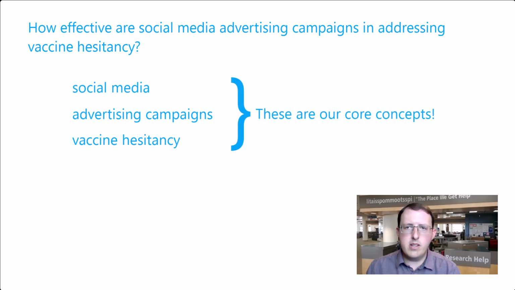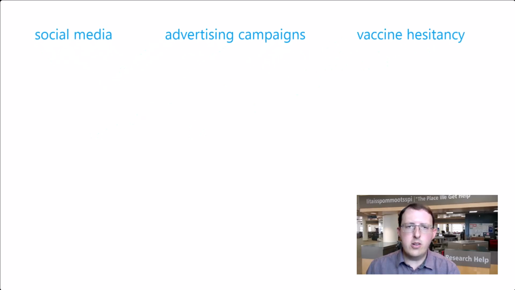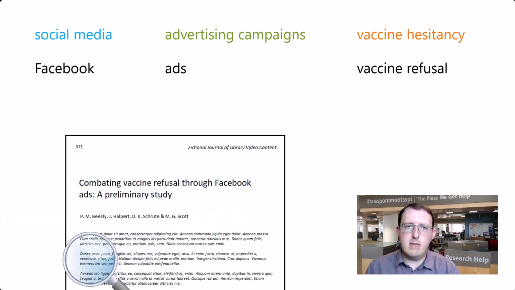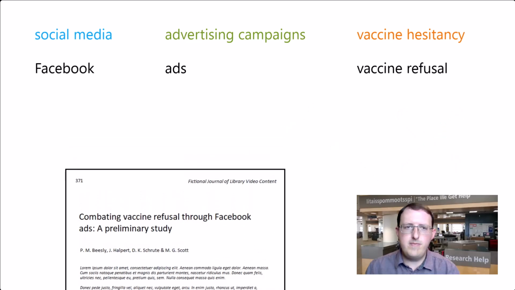Sources that include these terms, or terms similar to these, will very likely be useful to us. When beginning a search, always look carefully at your research topic and pull out the core concepts to use as keywords. After you've shortlisted your core concepts, consider synonymous and like terms that authors may be using in place of the terms you've identified. A paper entitled "Combating Vaccine Refusal Through Facebook Ads, a Preliminary Study" would definitely be of interest to us, but you can see that different words are used, such that this article might not be returned in a database search if we only use the core concepts we first identified as keywords.